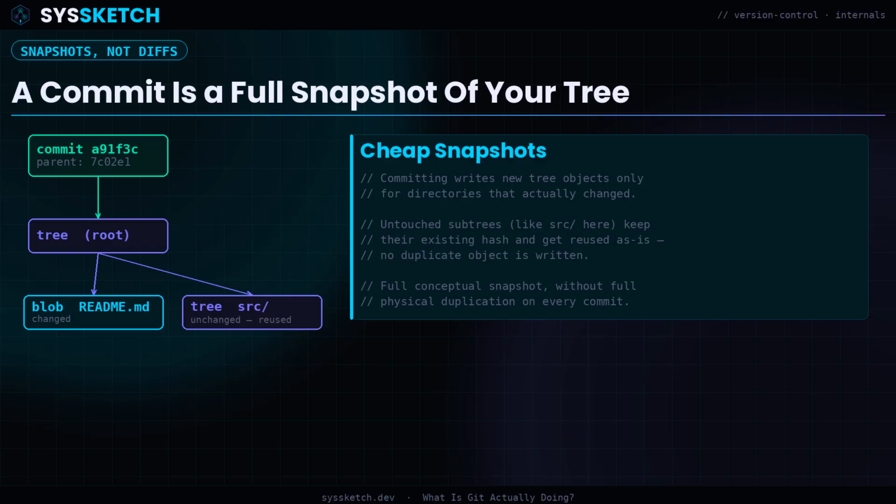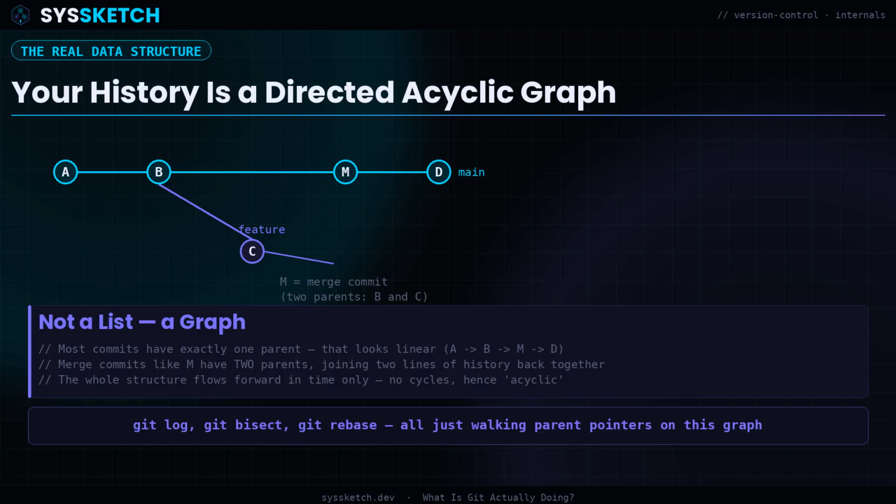The commit object also stores a pointer to its parent commit. Follow that chain of parent pointers backward, commit by commit, and you've just walked your entire project history, one linked list of snapshots. Except it's not really a linked list, it's a directed acyclic graph, a DAG. Most commits have exactly one parent, which does look linear, but merge commits have 2 parents because they're joining 2 lines of history back together, and multiple branches can share the same ancestor commit before splitting off in different directions. Draw that out and you get a graph of commits, all connected by parent pointers, all flowing one direction forward in time, never looping back.